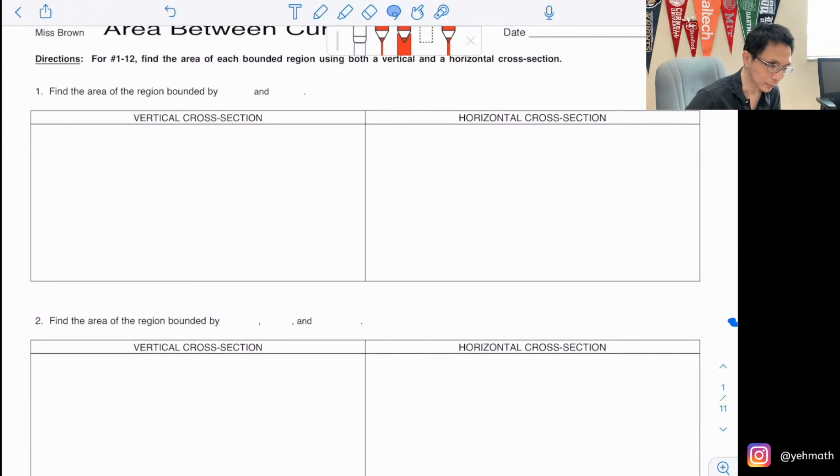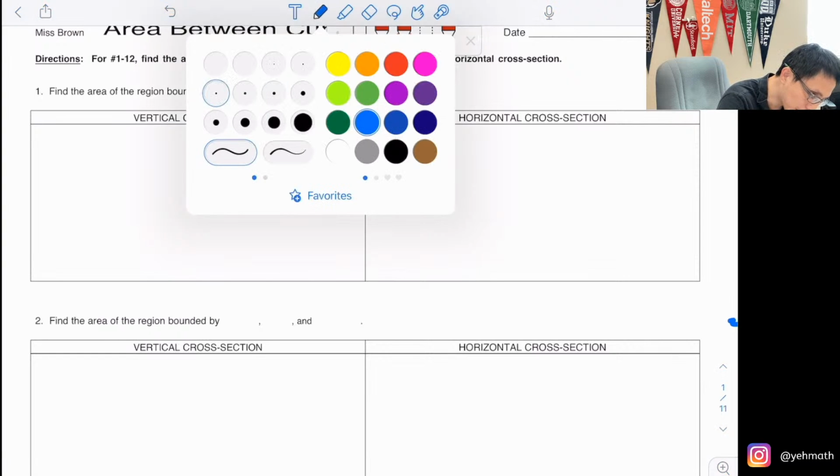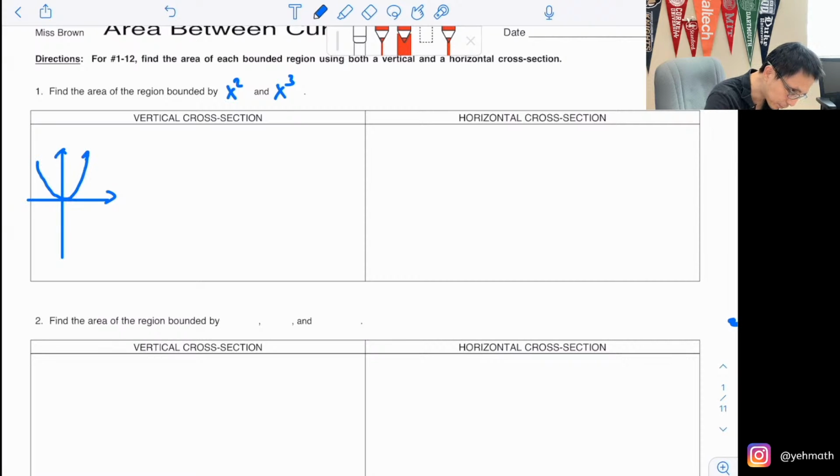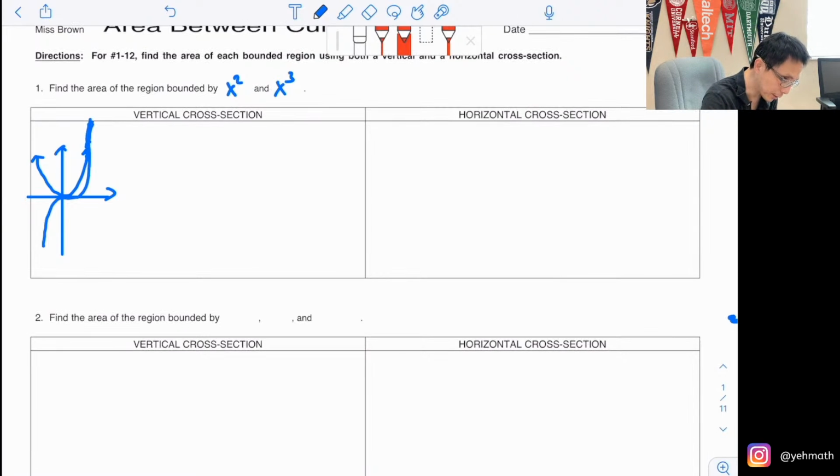So the first one is x squared, and this one is x cubed. Okay, so I'm gonna graph on the right-hand side here, and that way you can see. So x squared is gonna look like this, and x cubed is gonna be something like this. That was a really bad graph, sorry.